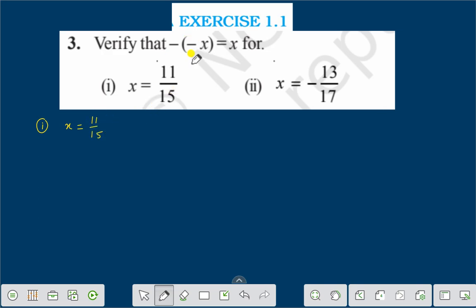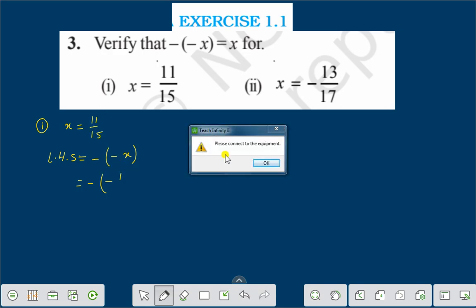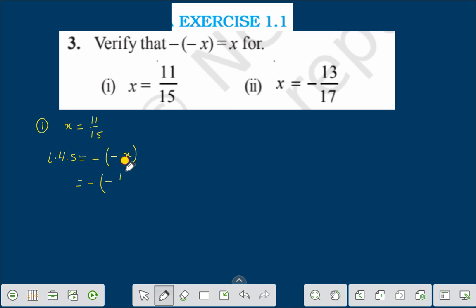First, let us check the left hand side. Left hand side is given as minus in bracket minus x. We can write this as minus in bracket minus, and the value of x is 11 by 15.